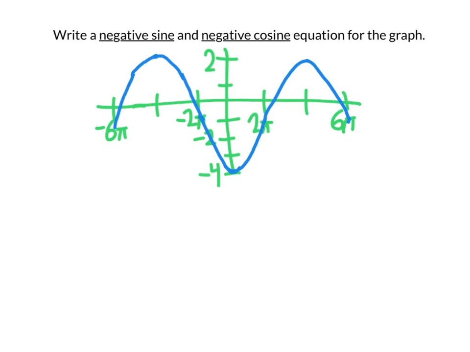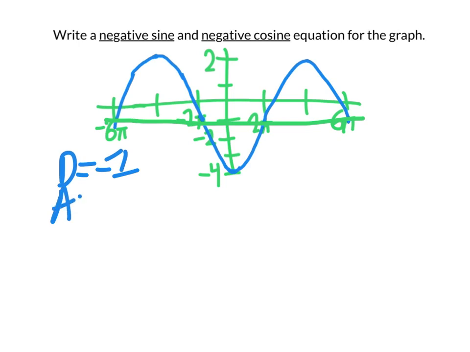Now, another way of using what you know about sine and cosine is writing equations from the graph. So here it's asking to write a negative sine and negative cosine equation for the graph. Here the midline is not at 0, it is actually at negative 1. So that means that d equals negative 1. We know that it goes down to negative 4 and up to 2, so the amplitude equals 3.